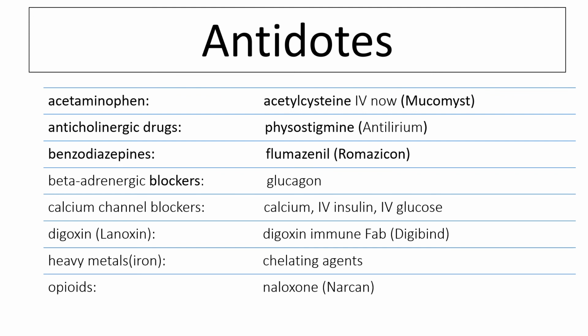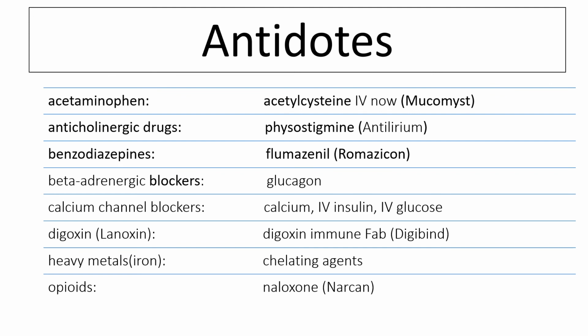The other ones are interesting. These are a bit more complicated to explain, but we use IV insulin and IV glucose to try and help this poisoned calcium channel. And there's a lot of evidence that shows that IV insulin in very high quantities can help restore the function of the calcium channel. So it's not really an antidote, it's a treatment for it. Digoxin has an antidote called Digibind, so that's just an antibody that binds to the digoxin and makes it inactive.